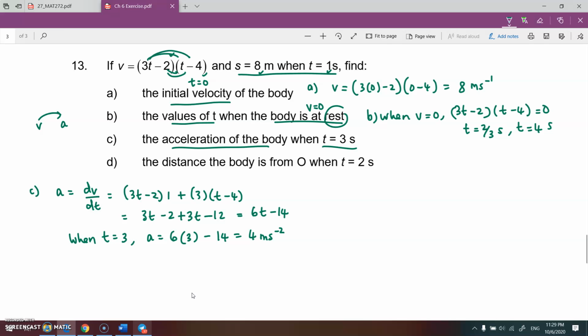Okay, last question. Find the distance the body is from O. Okay, what is the distance? When we mention distance, it means the displacement when t is equal to 2. So we need to find s. You are given v, you need to find s. So it means that you need to integrate v with respect to t. So integrate v.